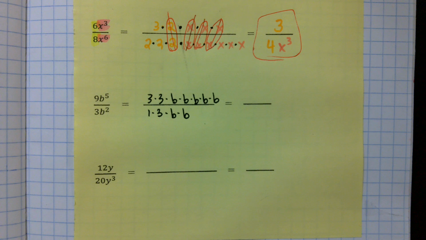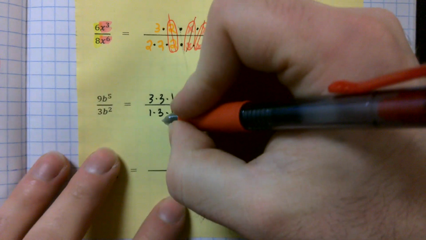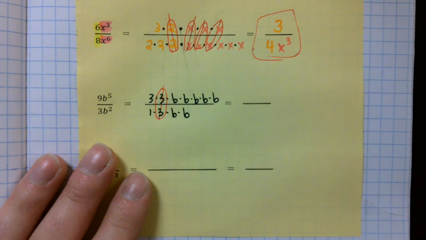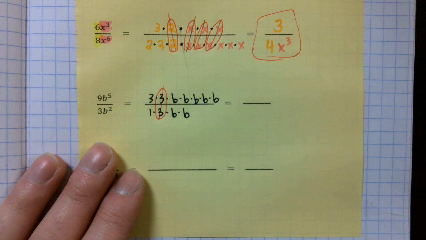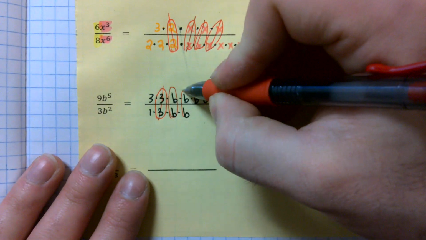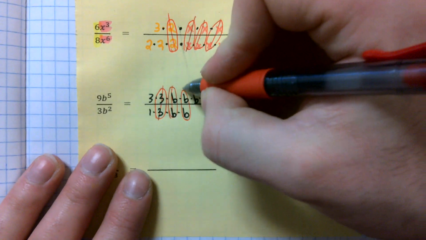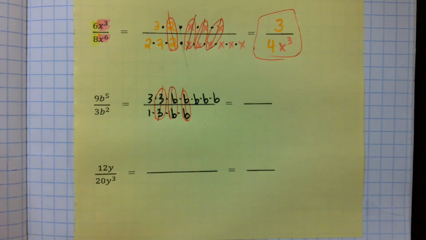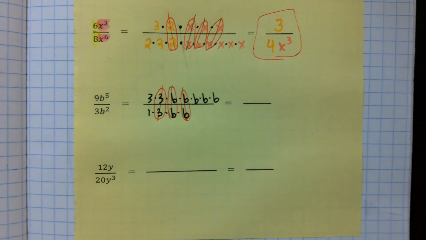What numbers, what coefficients are in common that I could circle up and cross out? 3. I got a pair of 3s. I'm going to circle them up, cross them out. How many pairs of b's can I circle up and cross out? 2 of them. B's right there, b's right there. All those b's go away. Right? Give me a thumbs up if you're with me so far. Okay, I'm doing this one without the color coordination so we could see.